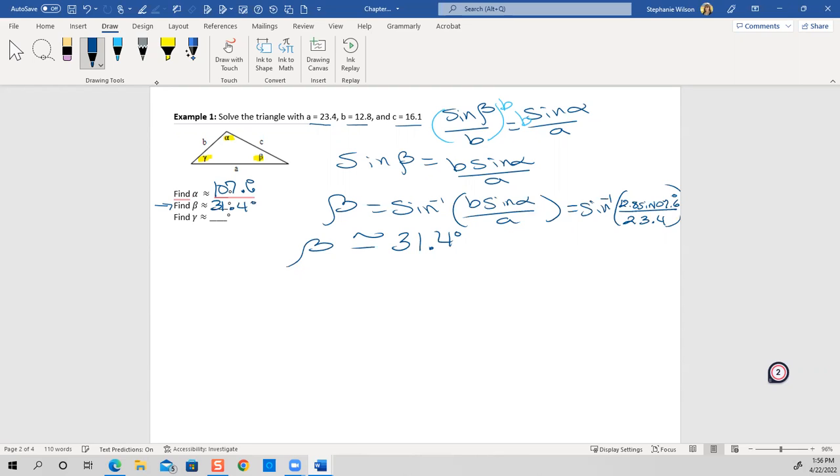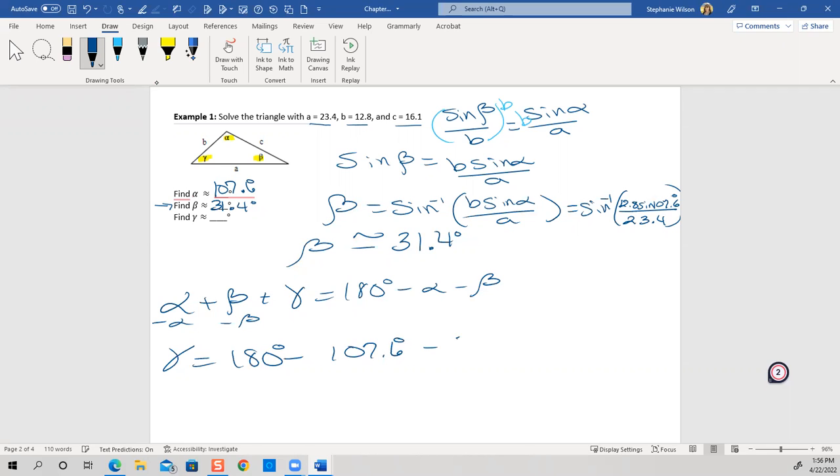Now that I know two angles, I can say, okay, let's solve for gamma. So solving for gamma, we can set it up. We all know that alpha plus beta plus gamma equals 180 degrees. Well, we can subtract the alpha and subtract the beta from both sides. And this is what I get. And I'm going to plug in for alpha and beta, and I get 41 degrees for gamma.